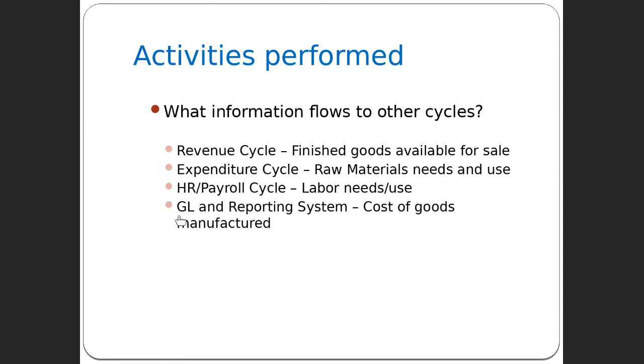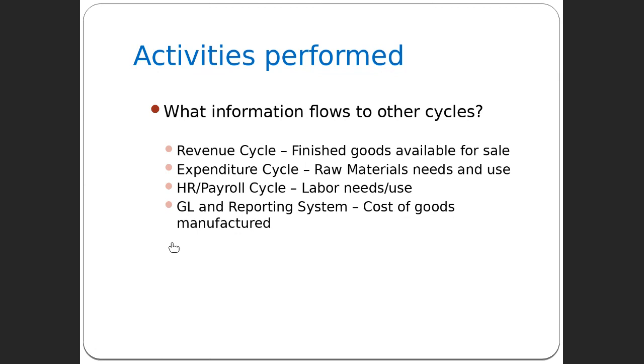And lastly, the general ledger and the reporting system gets the cost of goods manufactured information from the production cycle. So the direct labor, direct material, indirect labor, indirect material, and overhead, all these different categories of costs are collected. This data about these costs is collected from the production cycle as they make the items. This is gathered and sent to the general ledger, which is the accounting information system, the central system.